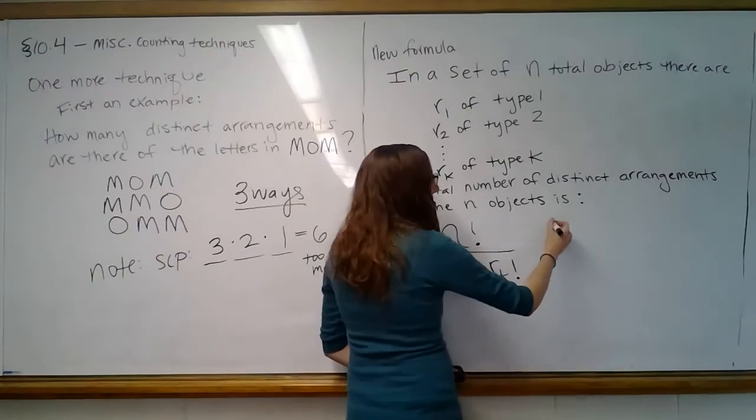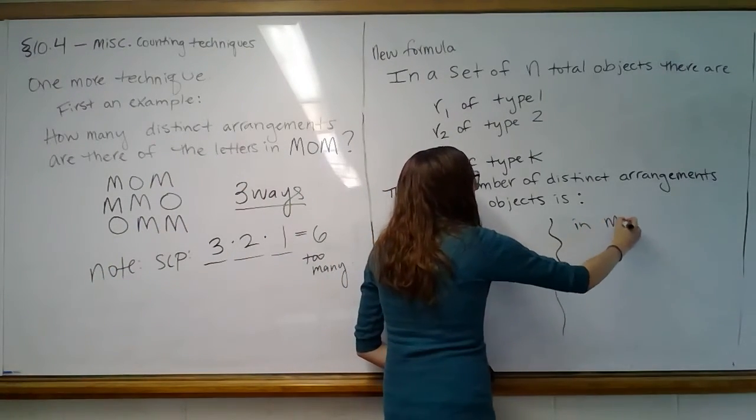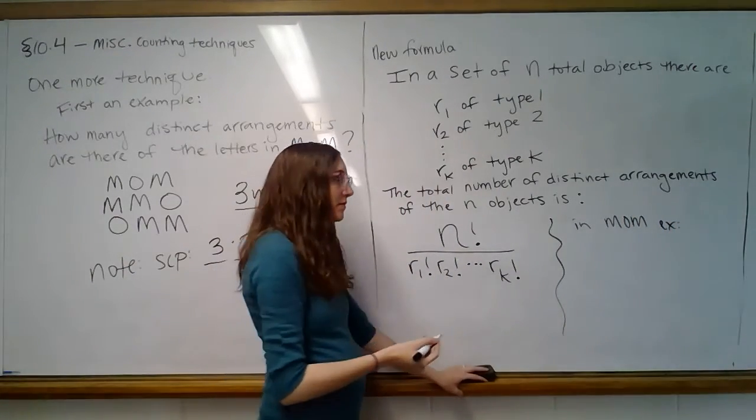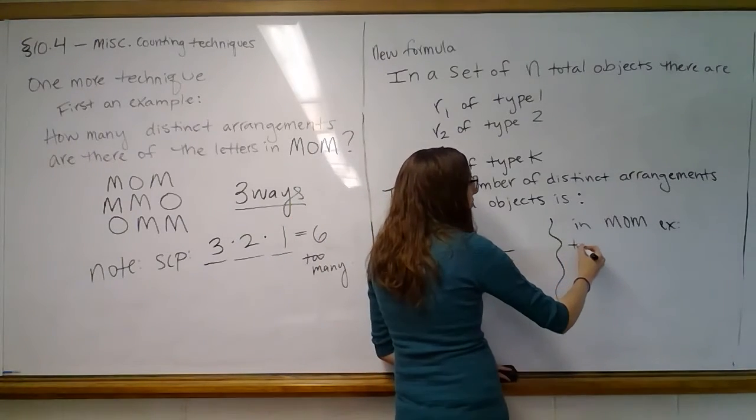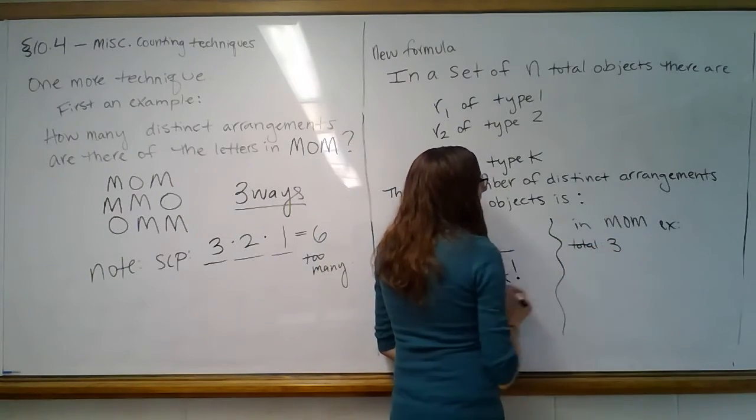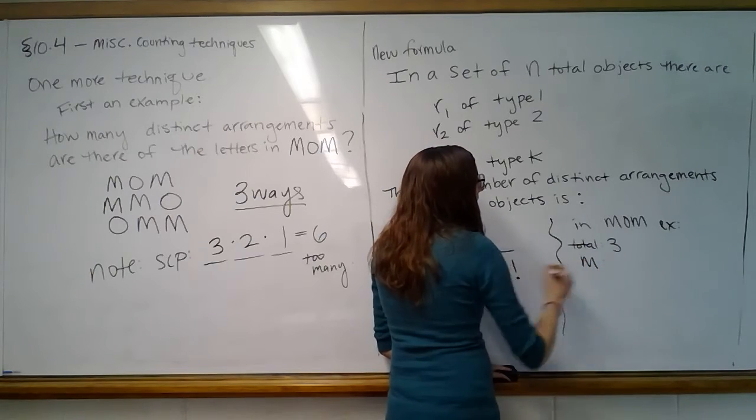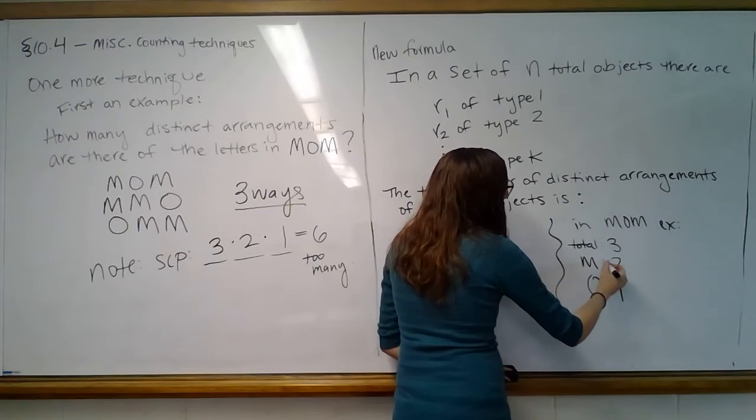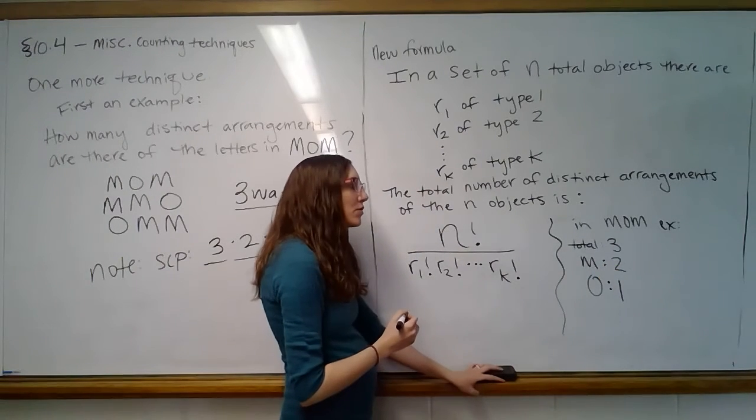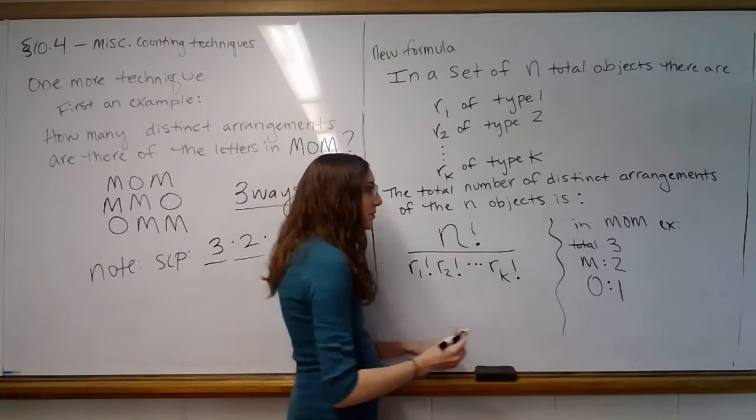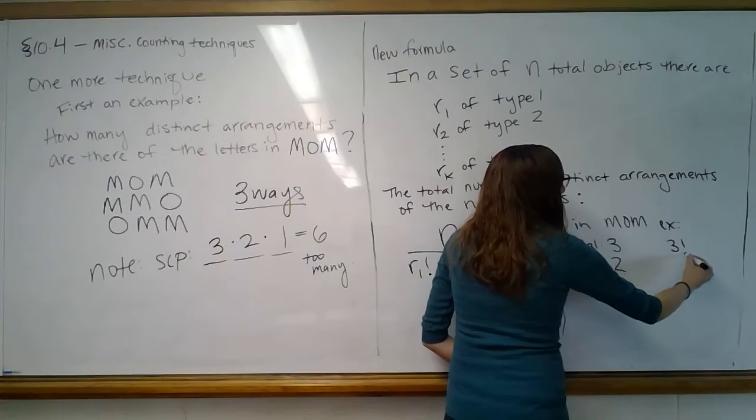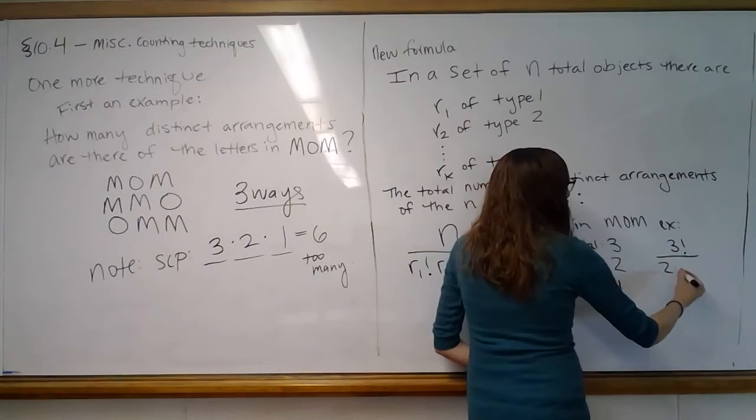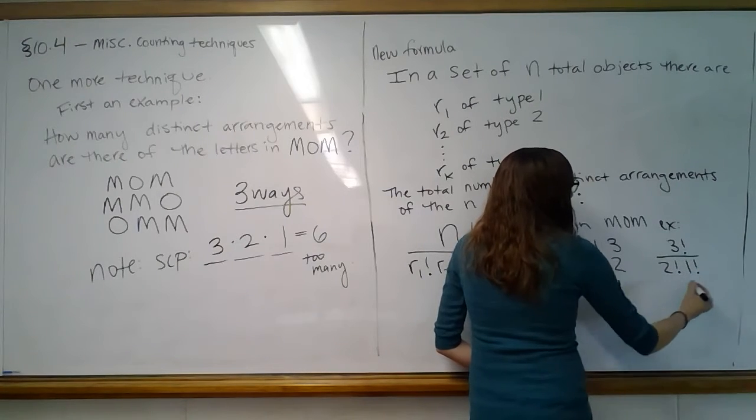So in our simple little example there, in the mom example, well, our types would be the 2 different types of letters. So in total, I have 3 letters. As a part of that, there are M's, of which I have 2, and there are O's, of which I have 1. So in total, what we would do then is n factorial, which is 3 factorial, divided by the factorials of the different types. So divided by 2 factorial times 1 factorial.